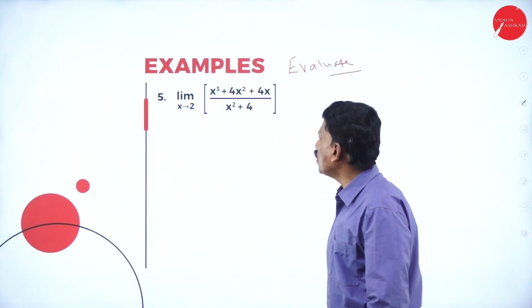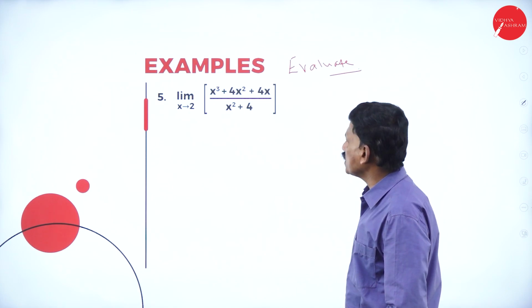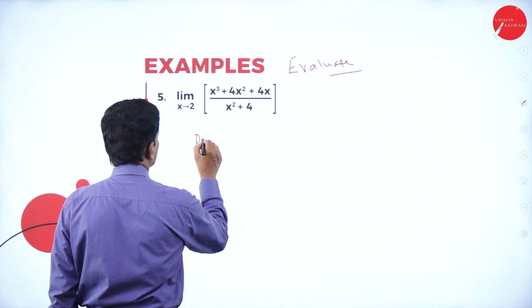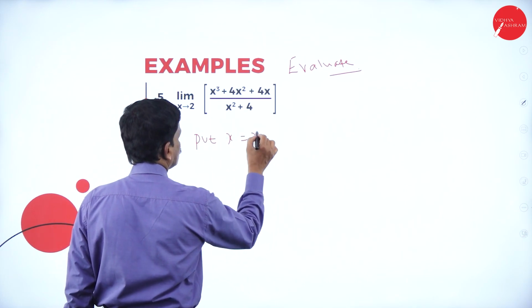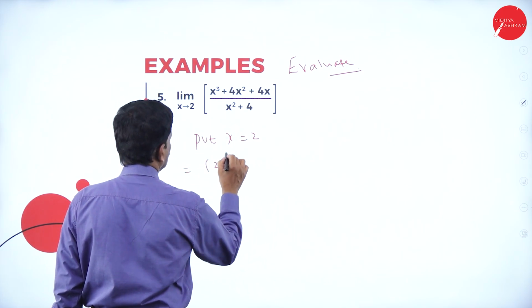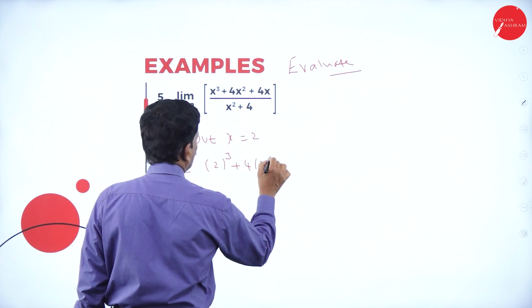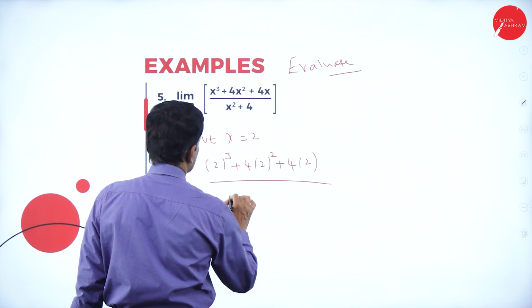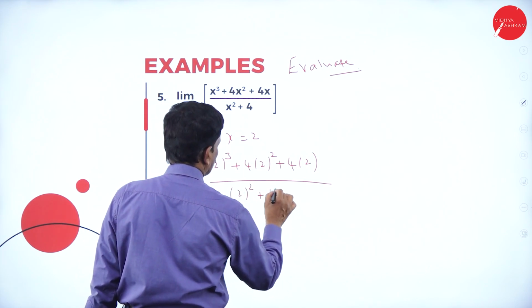Limit x tends to 2 of x cube plus 4x square plus 4x divided by x square plus 4. Very simple problem, very important for 5 marks. Put x is equal to 2. If you put x is equal to 2, we get 2 cube plus 4 into 2 square plus 4 into 2 divided by, in the denominator, 2 square plus 4.